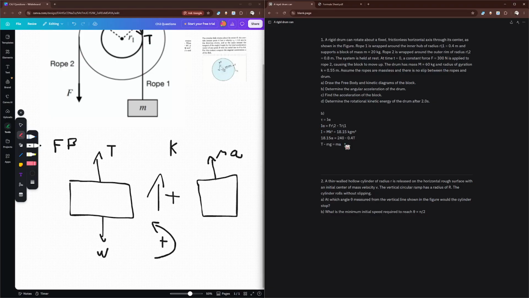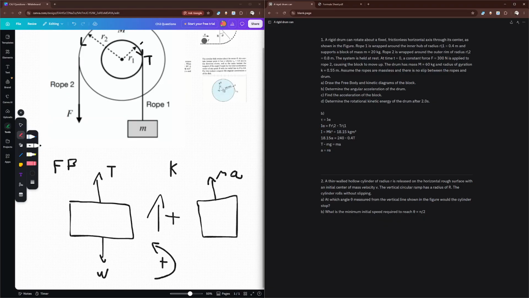And what do we know about A? Well, we know that A is equal to R alpha, but which R? If we look at it, it's going to be R1. So it's equal to alpha R1, like so. R1, right? So we can plug that in. We get T minus mg is equal to m alpha R1, right?